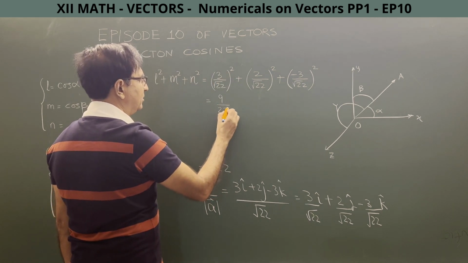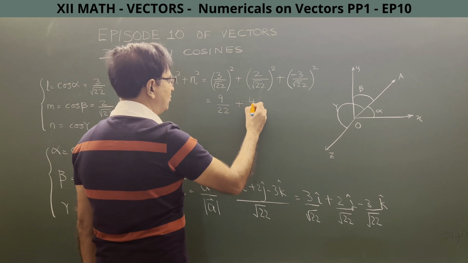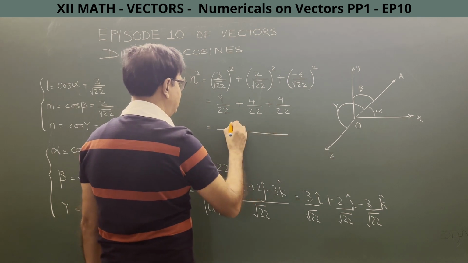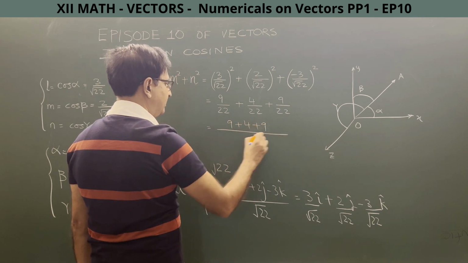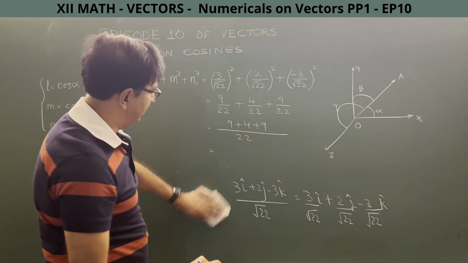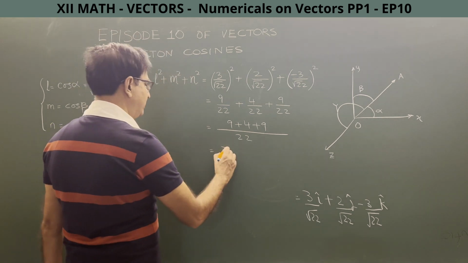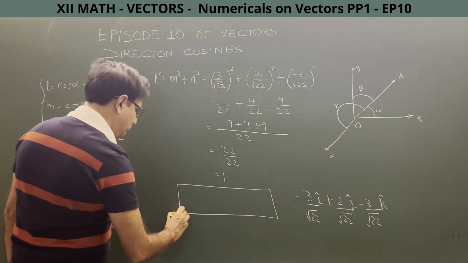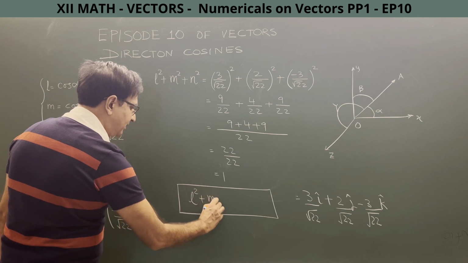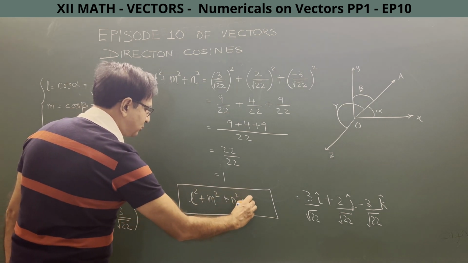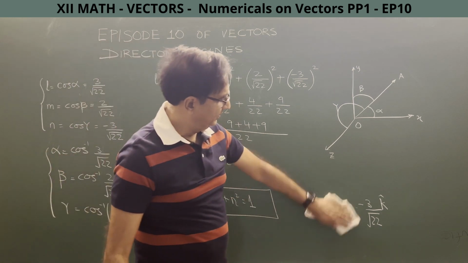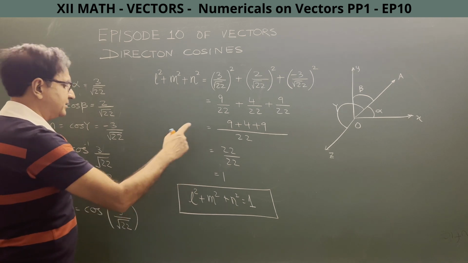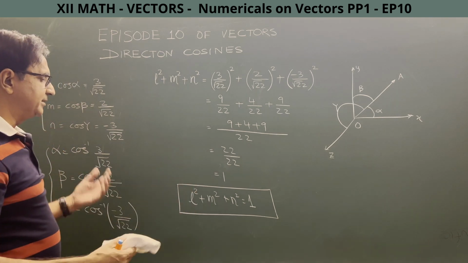3 square is 9, root 22 square is 22, plus 4 by 22 plus 9 by 22. So when you take the LCM, you will get 9 plus 4 plus 9, and that is 22 by 22, which is 1. So I get a theorem now which I am going to use. L square plus M square plus N square is always 1. So now we know what are direction angles, direction cosines, how to find the direction cosines, and a theorem: the sum of the squares of the DCs is 1.